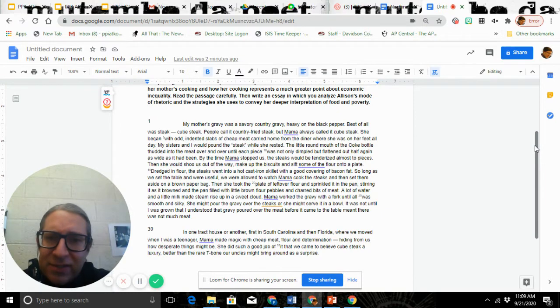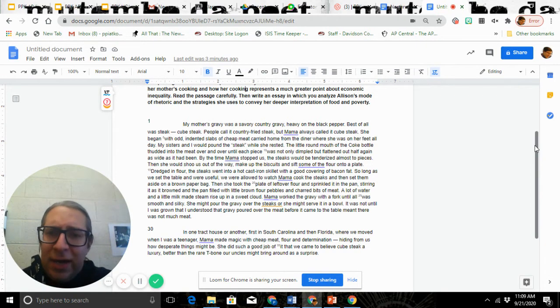My mother's gravy was a savory country gravy, heavy on the black pepper. Best of all was steak, cube steak. People call it country fried steak, but Mama always called it cube steak. She began with odd indented slabs of cheap meat carried home from the diner where she was on her feet all day. My sisters and I would pound the steak while she rested. The little round mouth of the Coke bottle thudded into meat over and over until each piece was not only dimpled but flattened out half again as wide as it had been. By the time Mama stopped us, the steaks would be tenderized almost to pieces.